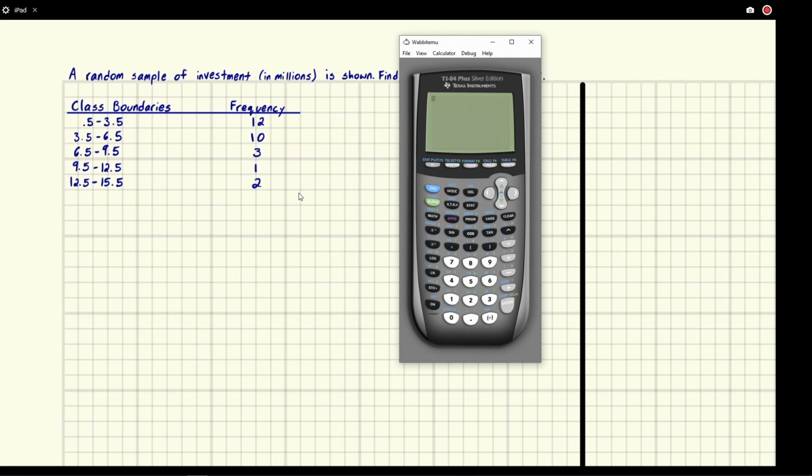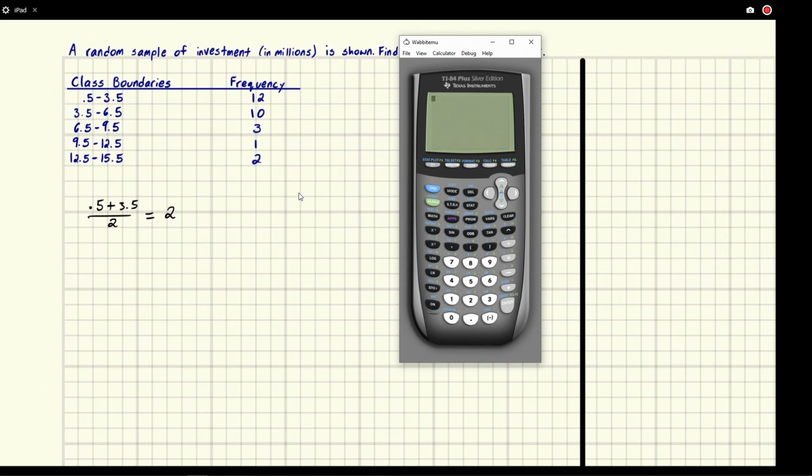To get to the midpoint, remember we need the midpoint formula. That's 0.5 plus 3.5 divided by 2. This is 4, and 4 divided by 2 is 2. So the middle's 2. If we were to make a data set, it's like we had 12 2s. 2, 2, 2, 2, on and on until we had 12 of them.